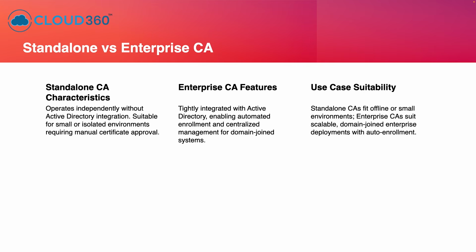On the other hand, the Enterprise CA is tightly integrated with the Active Directory. It allows automated certificate enrollment and policy enforcement. It is designed for domain joined environments where centralized management and scalability are essential. Enterprise certificate authorities support features like auto enrollment, certificate templates, and group policy integration. This makes them the preferred choice for most enterprise deployments.